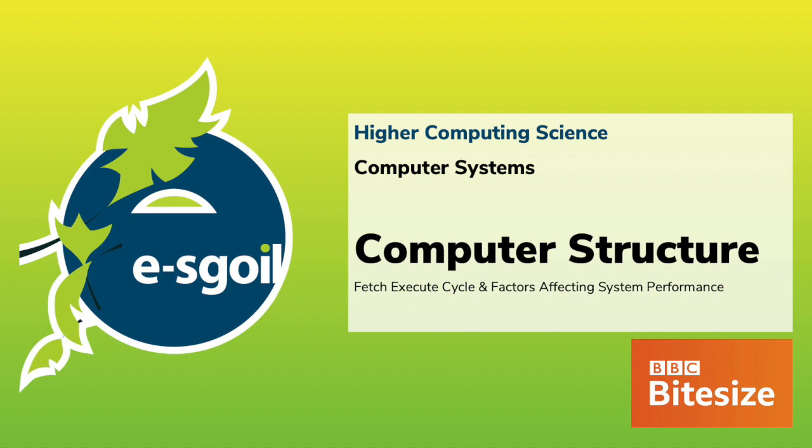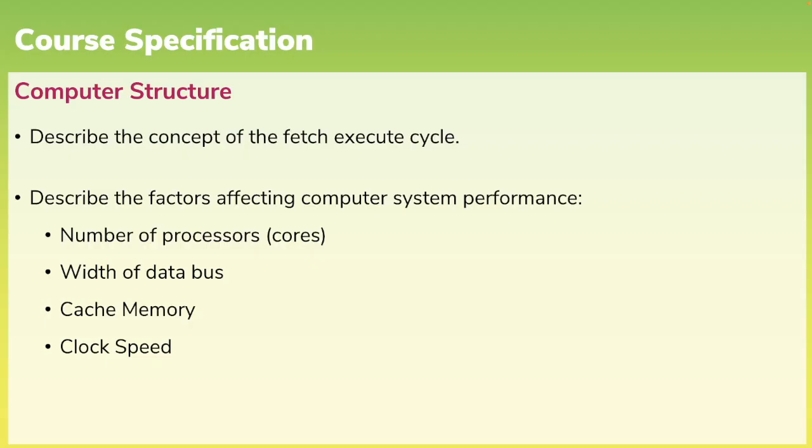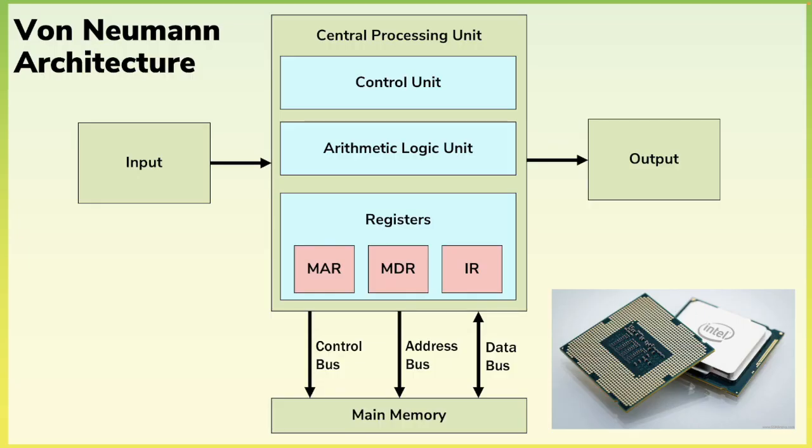unit of Higher Computing Science. In this video I'll describe the concept of the fetch execute cycle and I'll also describe a number of factors affecting computer systems performance. The von Neumann architecture is a design upon which many computers are based.